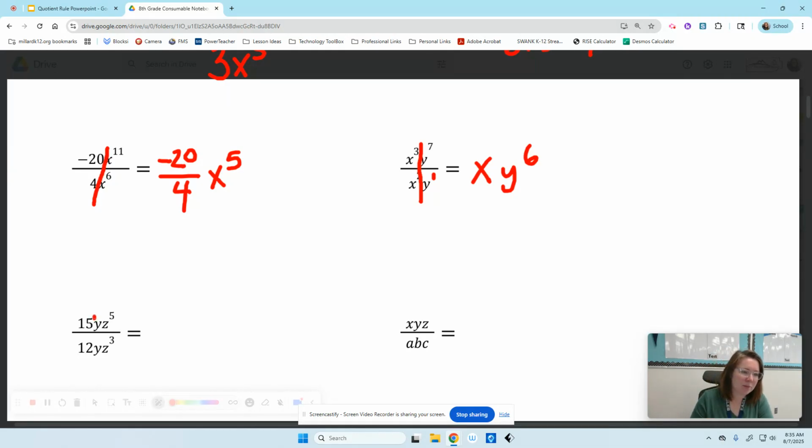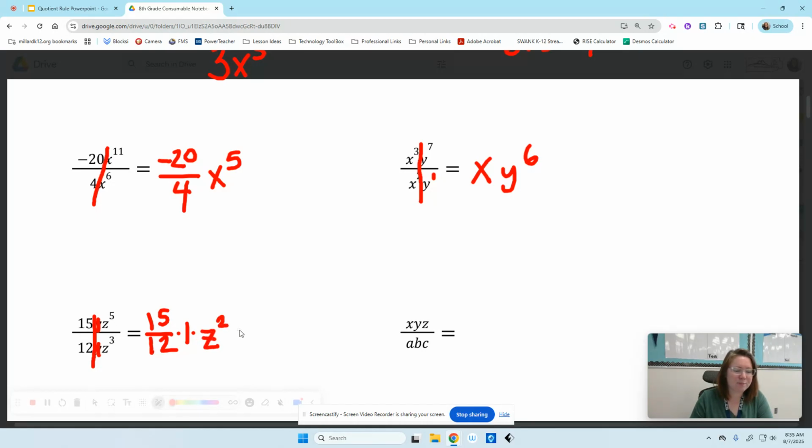Okay, plain old numbers, 15 and 12. We'll ignore those for now. Y divided by y, that just becomes multiplied by the number 1, which you remember means we can totally ignore it. But for now, I'll write it to show you. And then z to the 5th divided by z to the 3rd. 5 minus 3 is 2.